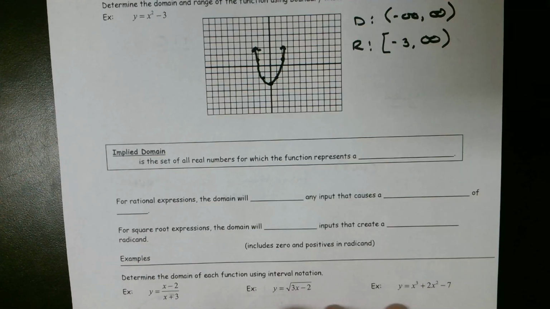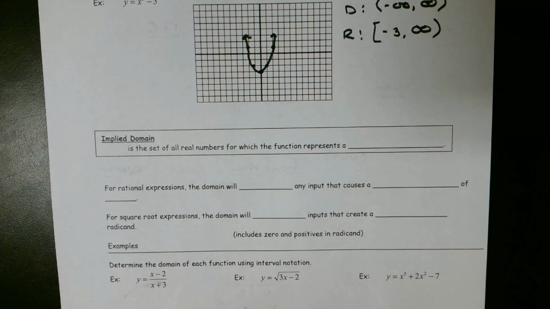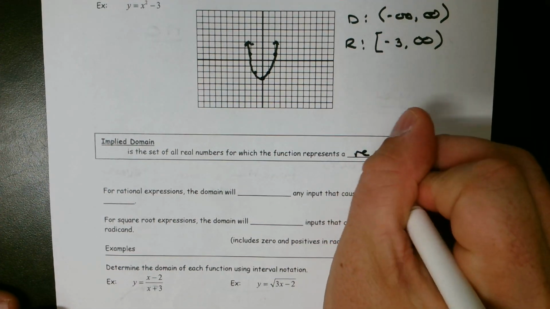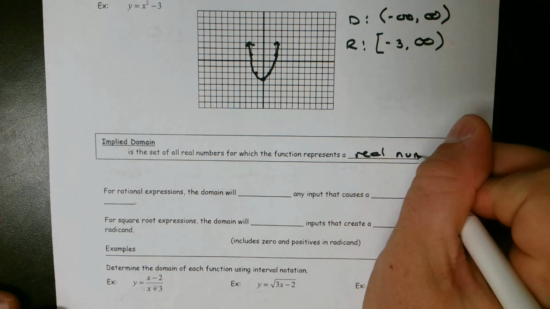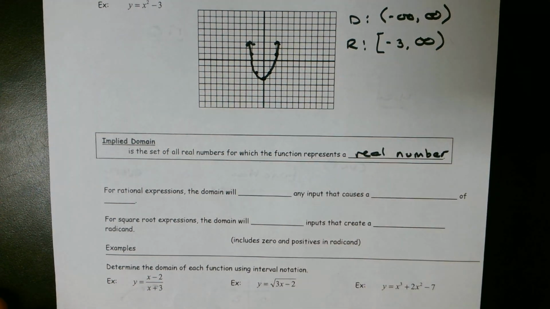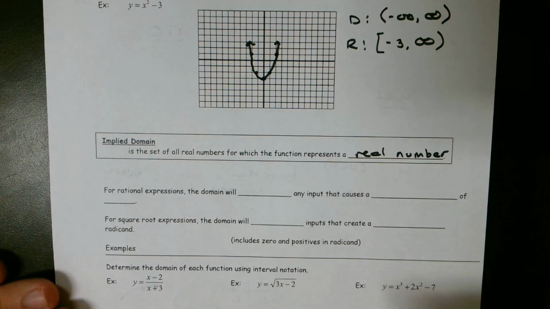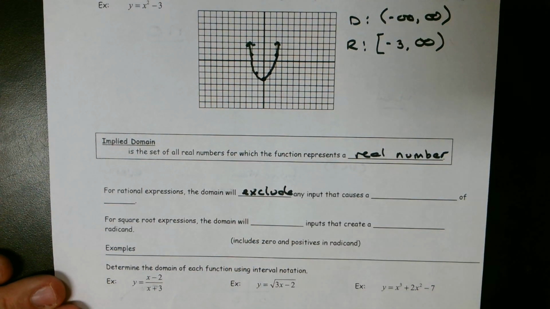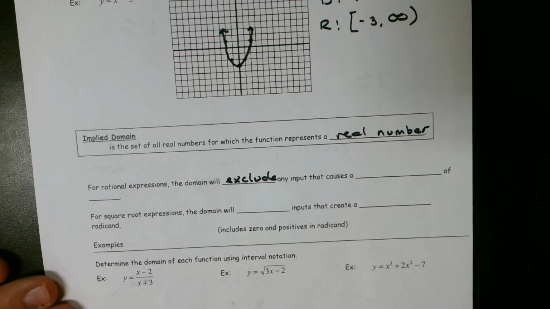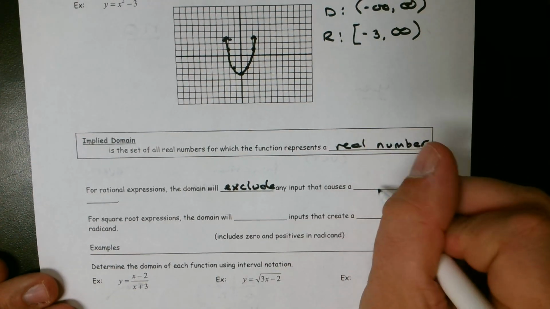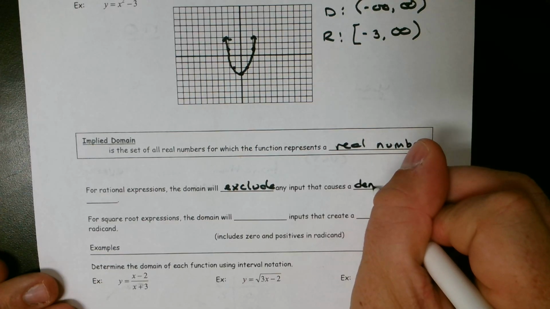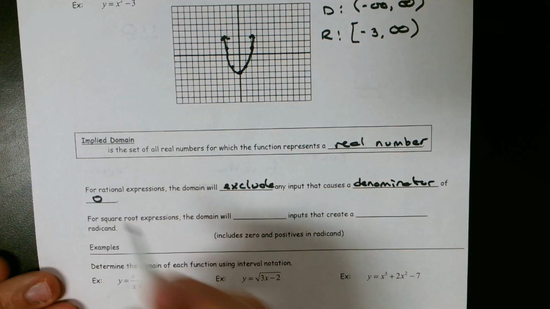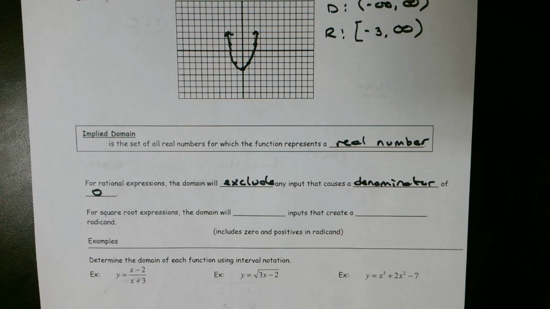Okay. The implied domain is the set of all real numbers for which the function represents a real number. Okay, so for rational expressions, remember rational means fraction, the domain will exclude any input that causes a denominator of 0. You probably remember that from last chapter. Anything that causes division by 0 is bad.